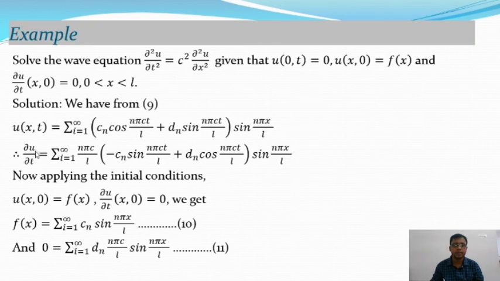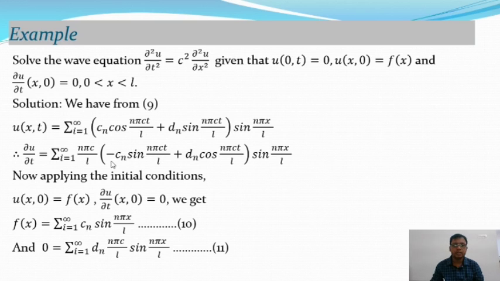we take the first differentiation with respect to t, and it will be the summation over n = 1 to infinity of nπc/L into minus Cn sin(nπct/L), since the derivative of the cos function is minus sin function, plus Dn cos(nπct/L), since the derivative of the sin function is the cos function, into nπc/L, into sin(nπx/L).